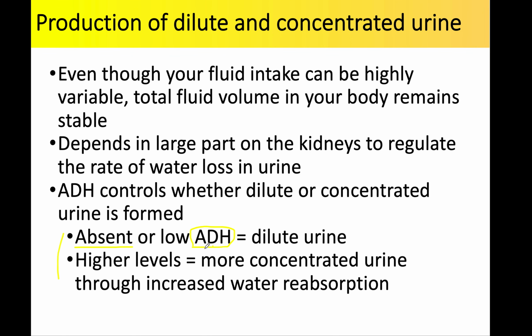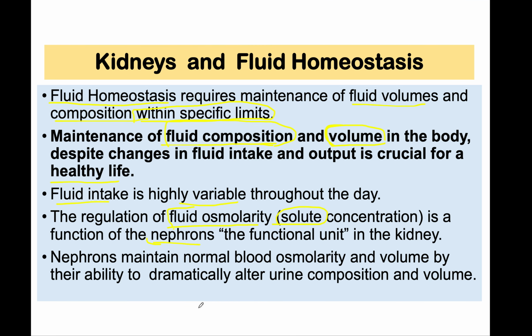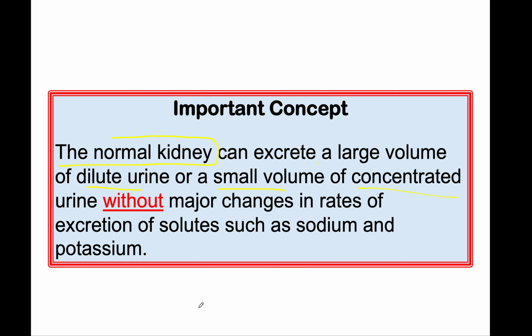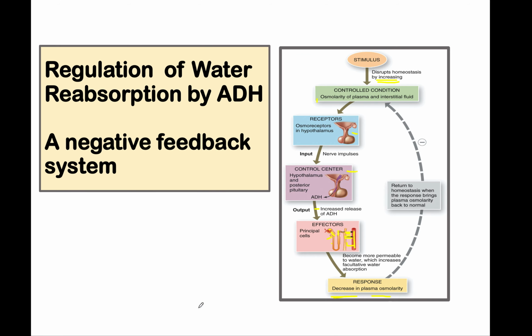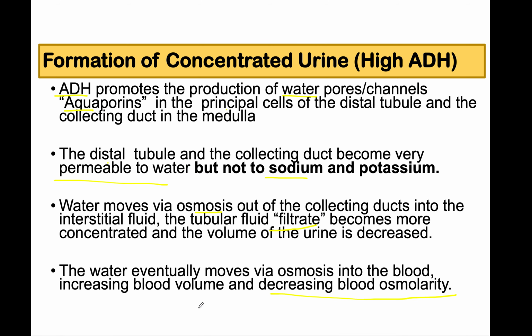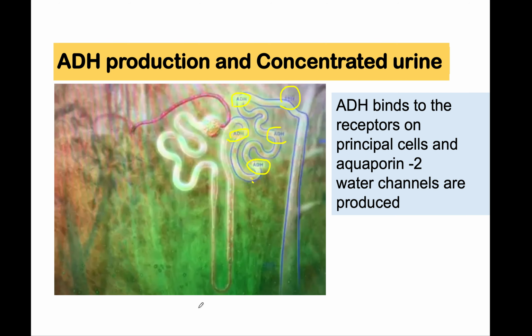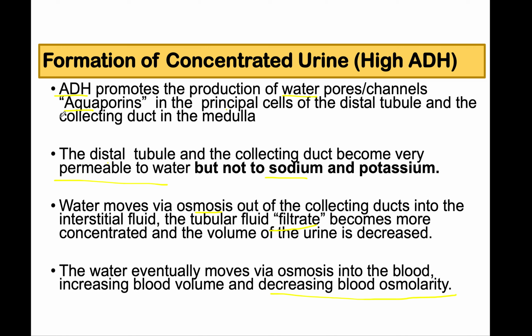So if antidiuretic hormone is low or absent, dilute urine is produced. If antidiuretic hormone is high, then concentrated urine is produced. And you need to know how antidiuretic hormone does that: by negative feedback and also by binding and producing the aquaporins at the distal convoluted tubule and the collecting duct.